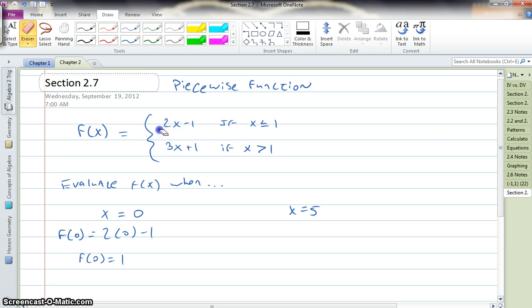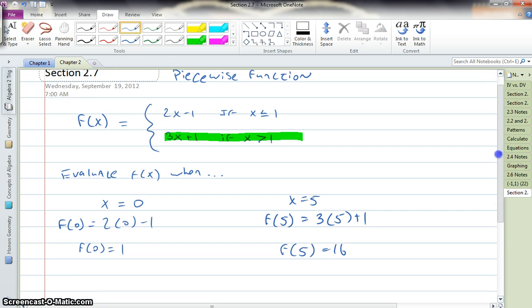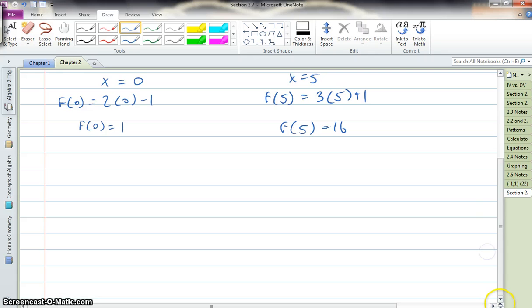Now, if they asked us to evaluate it when x is 5, we know 5 is greater than 1, so we're going to focus on this function here. So when x is greater than 1, this function applies. So f of 5 would be 3 times 5 plus 1. So f of 5 would be 16. So these are the easy ones. Now, when I ask you to graph a piecewise function, things get a little tricky.